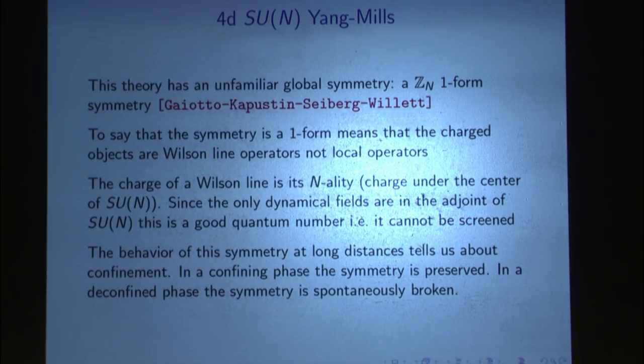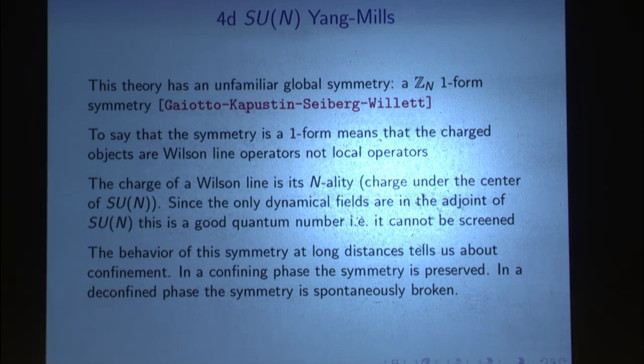So this theory has a slightly unfamiliar global symmetry, which I'll now describe, which is a Z_N one-form global symmetry in the terminology introduced in this paper. Let me just remind you a little bit about what that means. To say that the symmetry is a one-form symmetry means that the charged objects are line operators, in this case, Wilson lines, not local operators. And the charge of a Wilson line is its N-ality, so its charge under the center of SU(N). And that's a good quantum number because we're considering pure gauge theory, so the only dynamical fields are adjoints. And they therefore cannot screen this N-ality. So I remind you that the N-ality, if you have a Young tableau, is the number of boxes mod N.